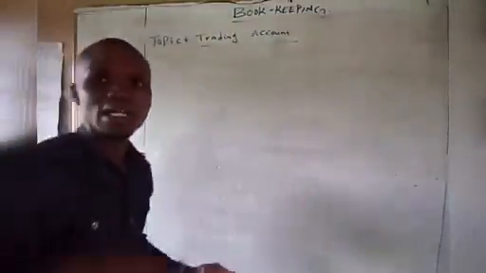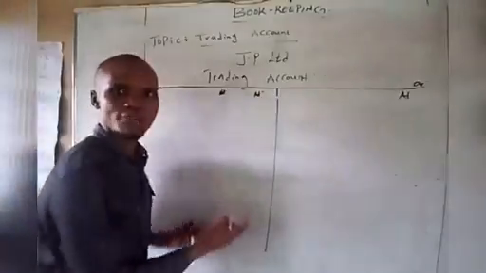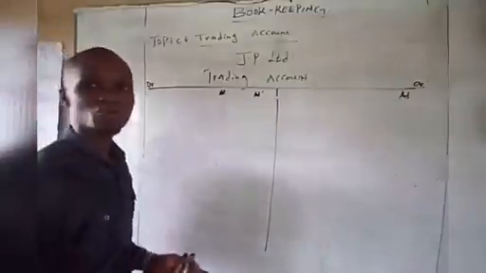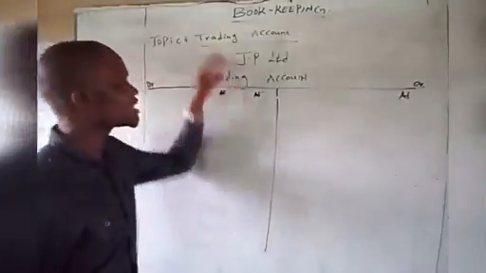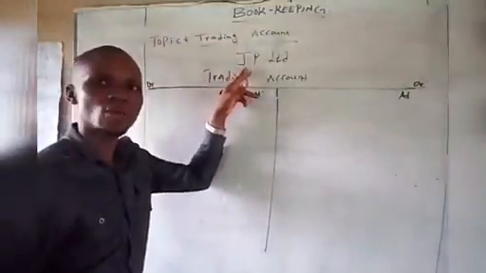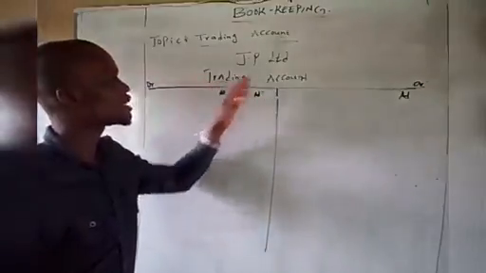Let's look at some of the format for preparing trading account. Right, we are going to be looking at the format for preparing trading account. Now the first thing to put down is the name of the company. Let's assume the name of the company is JP Limited. And the account you are preparing is trading account.